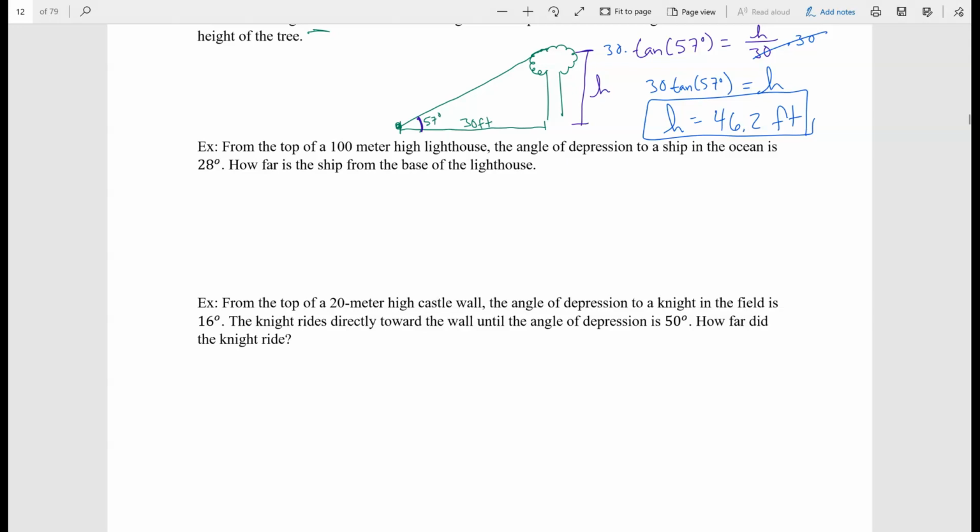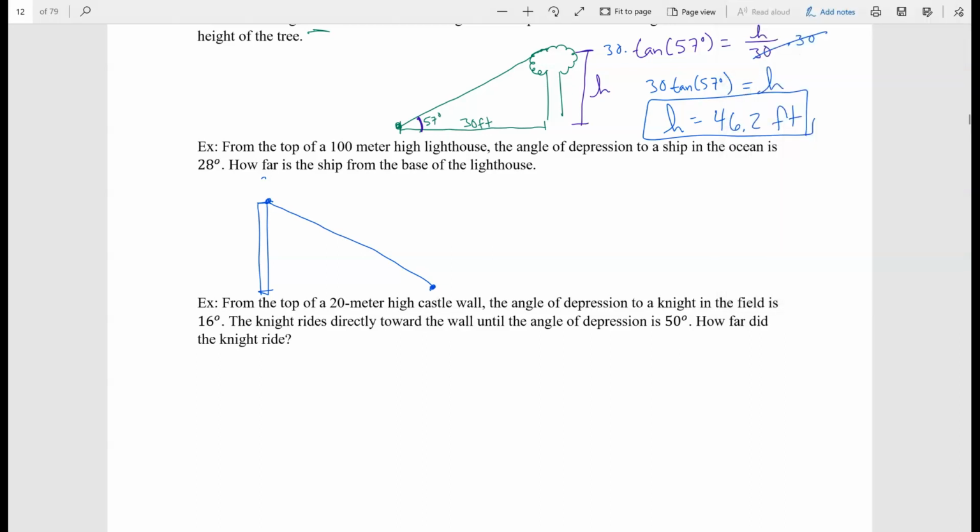Okay, so we have the top of the lighthouse. So here we are, at a lighthouse. Let's just imagine that this is the lighthouse. So here I am, at the top of the lighthouse, maybe you're right there. The angle of depression to the ship in the ocean is 28 degrees. So from here all the way to a particular ship, let's say the ship is there, is 28 degrees. Now we have to be very careful because it's not this, it's from the horizontal.